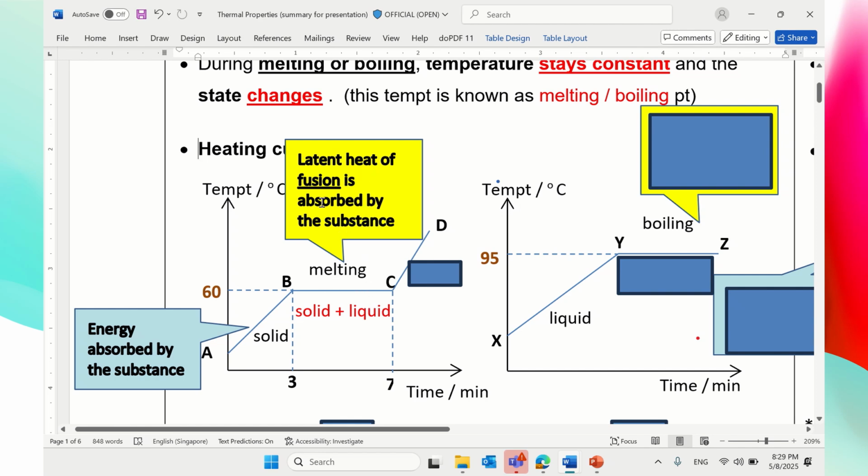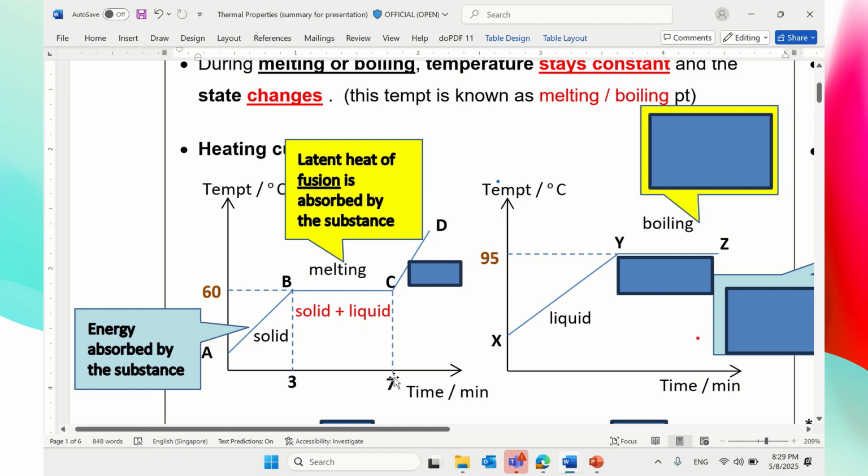Normally the energy absorbed at this point during melting is much more than the energy absorbed from A to B when the temperature is rising. During melting, energy absorbed is much more. The reason why, we will look at later in the kinetic theory part of it.